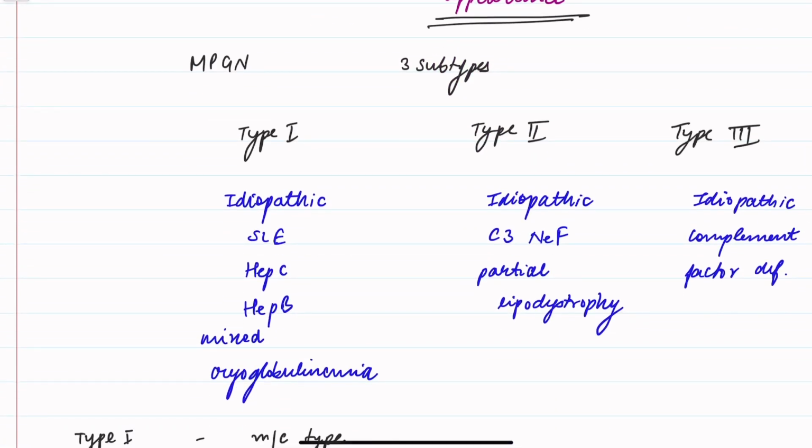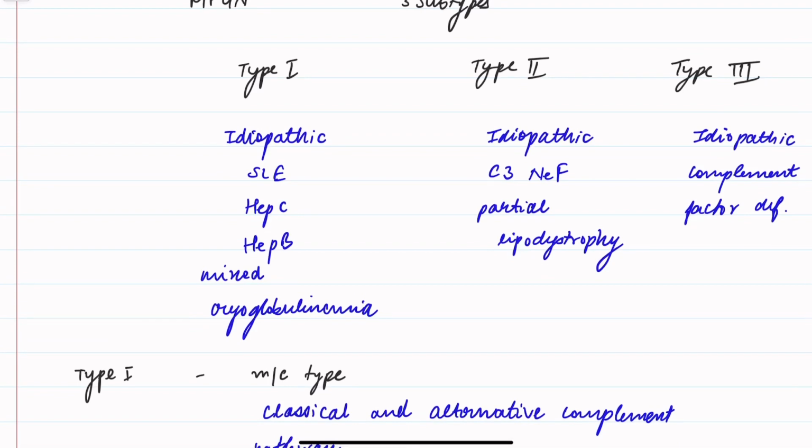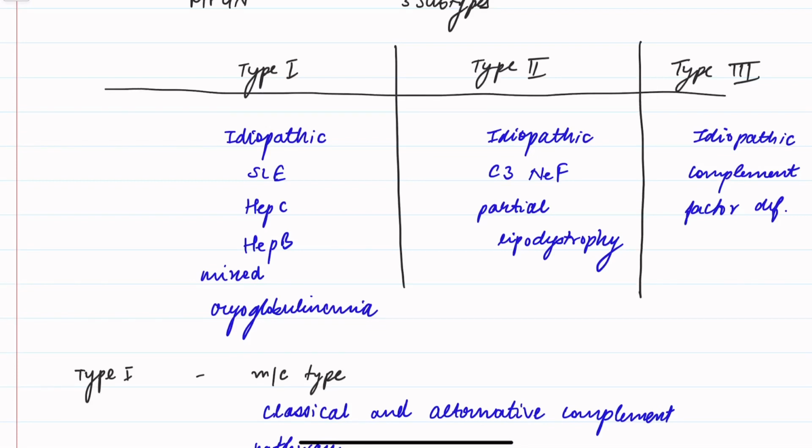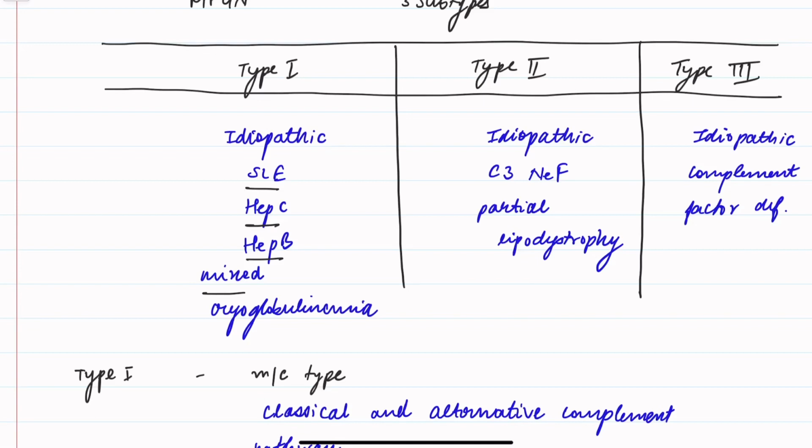Membranoproliferative glomerulonephritis. It is due to an immune mediated injury, and it is of three subtypes: type 1, type 2, and type 3. You have to remember the causes for each type. Type 1, the causes are SLE, hepatitis C, hepatitis B, mixed cryoglobulinemia. In type 2, the causes are idiopathic, C3 nephritic factor, partial lipodystrophy. In type 3, the causes are complement factor deficiency.